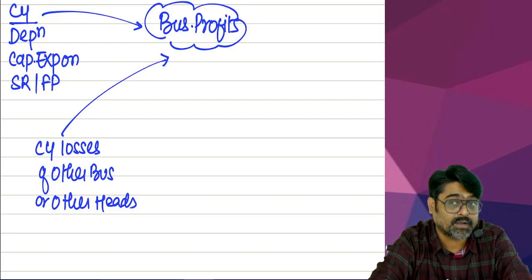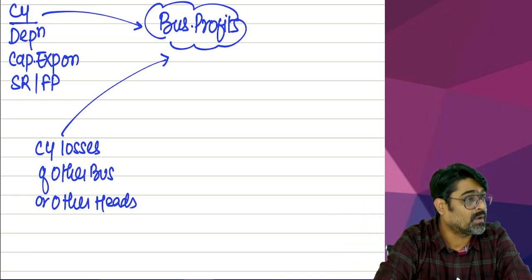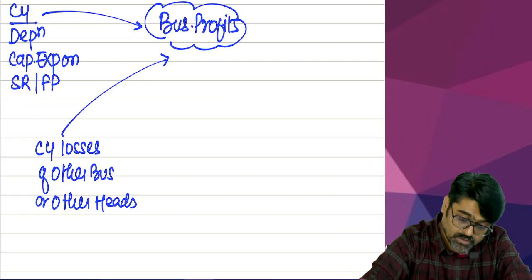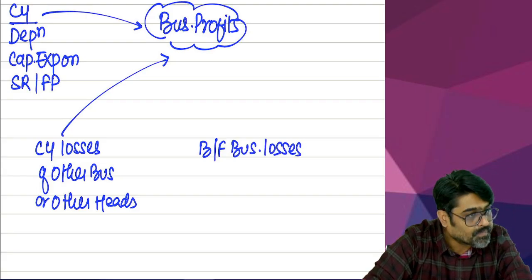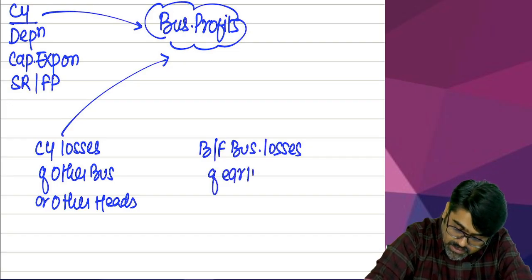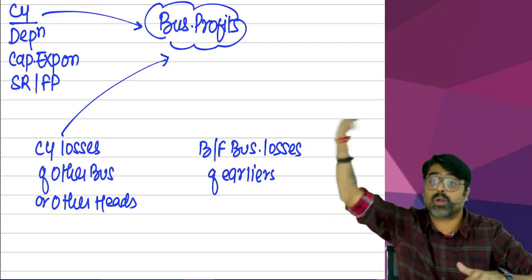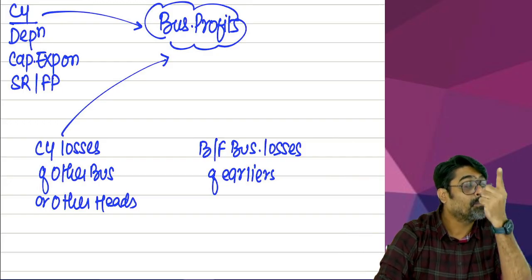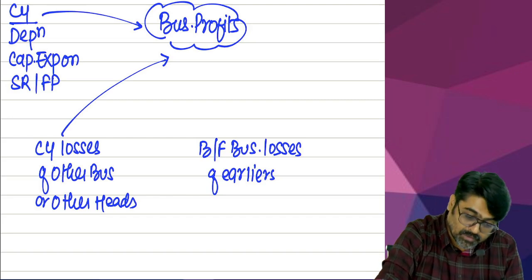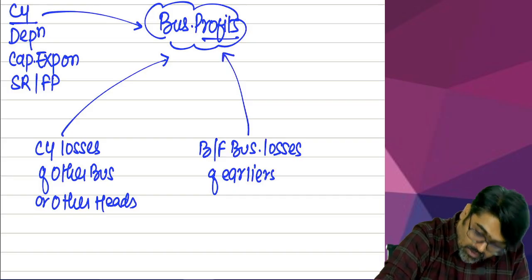Now you have to give the priority. Will you adjust the losses first or will you adjust the current year depreciation and all? Not just this. You have brought forward business losses also, brought forward of earlier years. So earlier year business losses you have brought forward in this year. After their carry forward, they will be set off only against business profits, business income. So from this business profits only, they can be adjusted. Yes or no? So the brought forward business losses can also be adjusted from this.